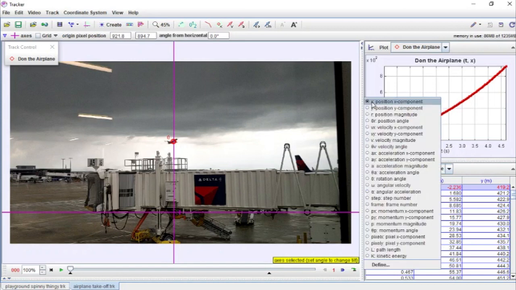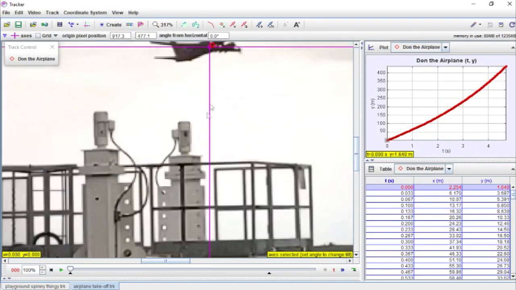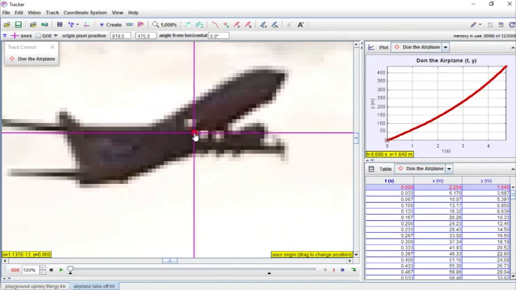Then I can do the same thing with the y. So when I want to look at the y position, I just click over here, y, position y component. And this gives me the vertical position of the plane. Again, these numbers are not really in meters, these are just in fake units. And you notice again, this thing doesn't start at 0 because I haven't moved this thing up and down. So let's actually take this crosshairs and try to pin that right on the starting point of the airplane right there. There we go.